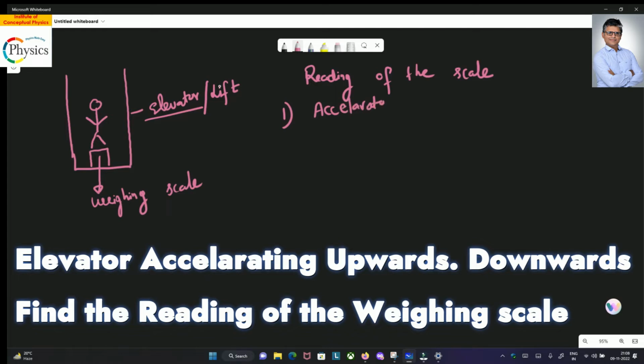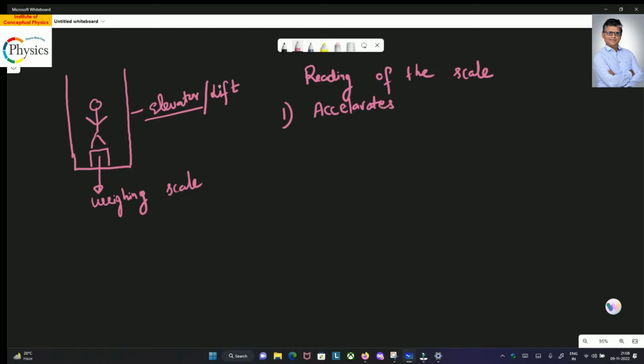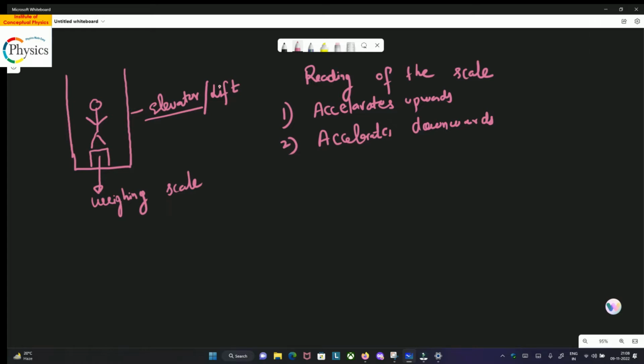All right, so I hope the problem statement is clear to you. We are talking about a man standing on the weighing scale. The weighing scale reading is to be noted. The conditions are that the lift is accelerating upwards. The second situation we need to find the answer for is when the lift is going downwards. And then of course, we will also do a situation where the lift is moving with a constant velocity. So our aim is to find this reading, and we will understand today how to find this reading of the weighing scale. All right, I hope this is making sense to you.